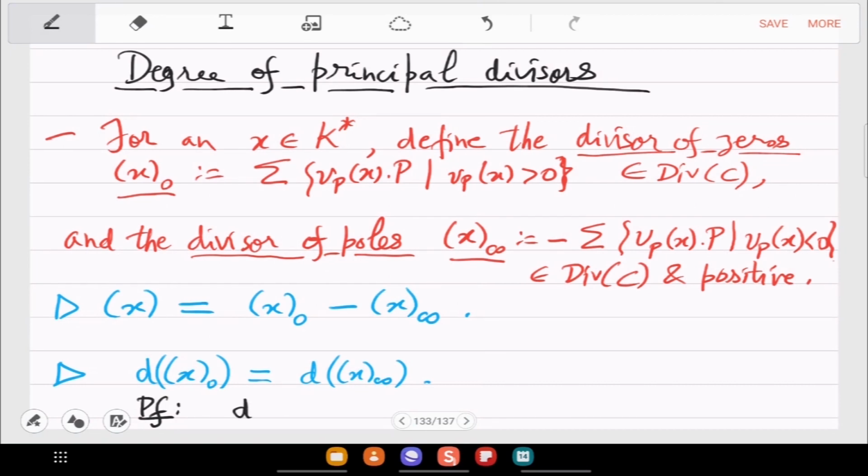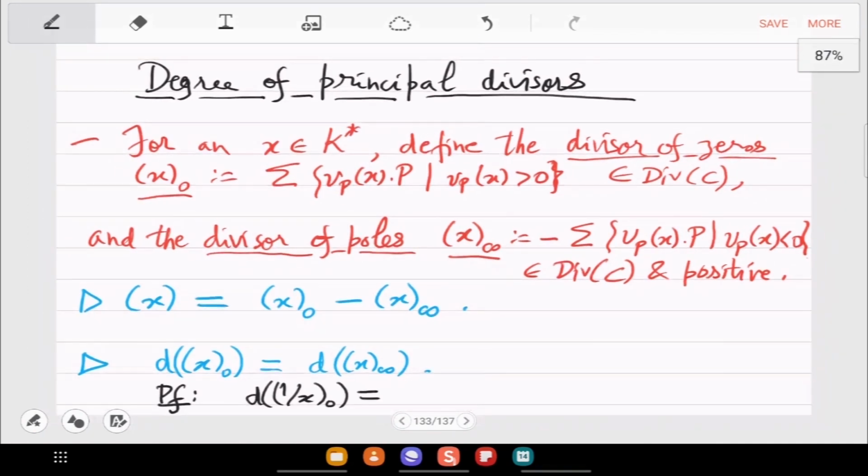So degree of 1 over x, zeros of 1 over x are the poles of x, right? That is the key thing. 1 over x is again a well defined function on the curve, in the function field of the curve. So if you look at the zeros, those are the poles. So even without that degree, 1 over x 0 is equal to x infinity. These two divisors are the same, their degrees are the same.